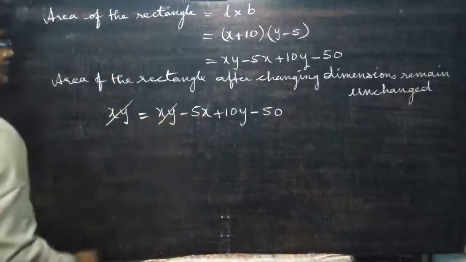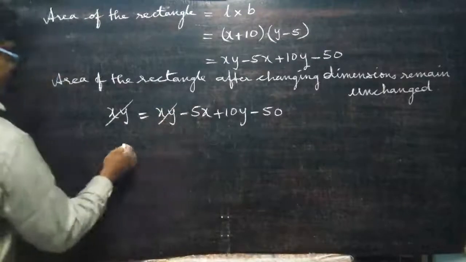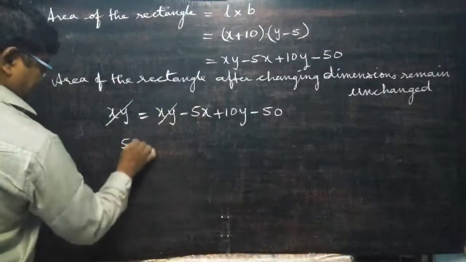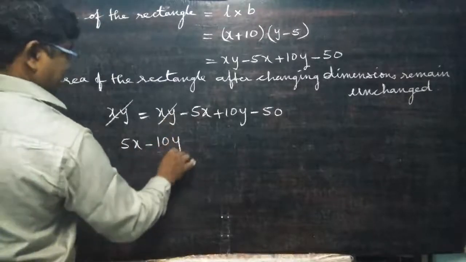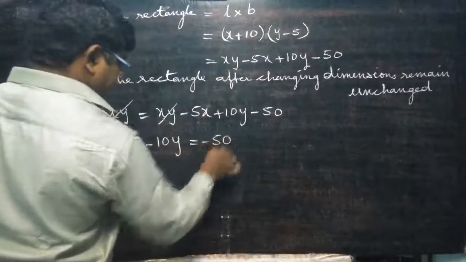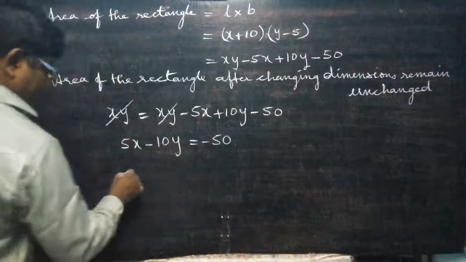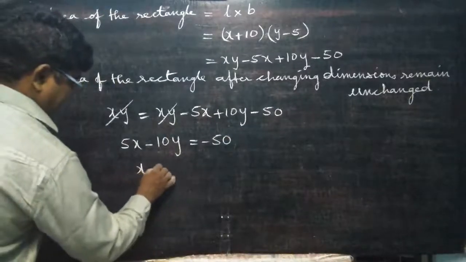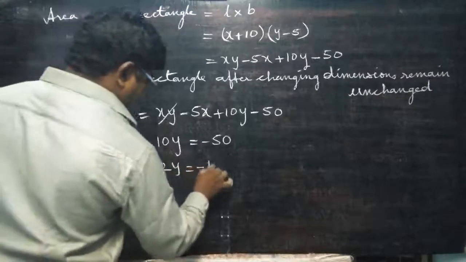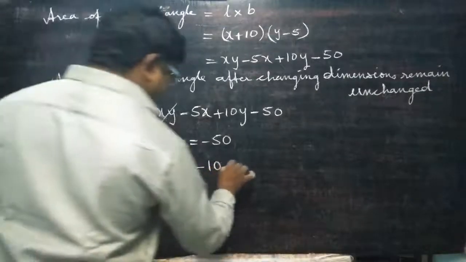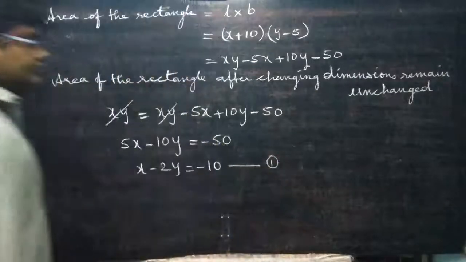Both xy get cancelled. Bring this side. Minus becomes plus from right to left, plus becomes minus, and keep minus 50 here only. On the whole, the 5 table is common. 5 ones are 5, 5 twos are 10. Next, 5 goes 10 times, minus 10. Think of this as number 1.